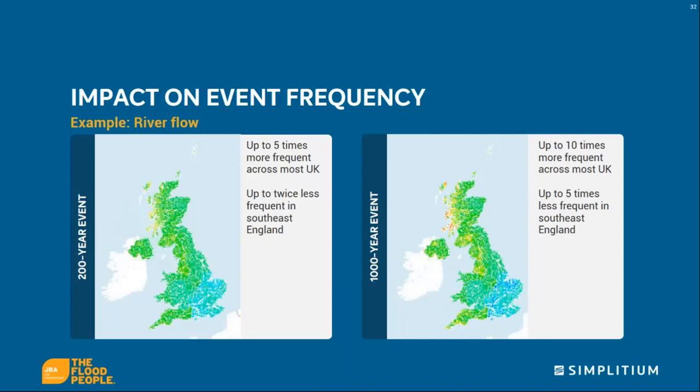And then we move on to the impact on event frequency. So across most of the country, we actually do see an increase in events of a certain return period, but this isn't true for all areas, for all flood types. And again, I've used river flow as an example here.